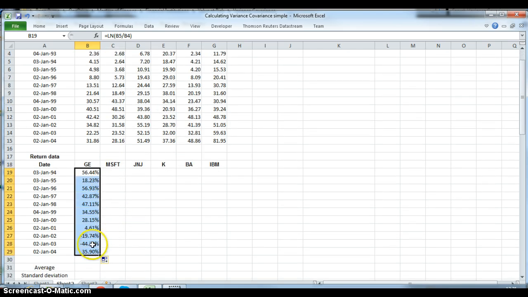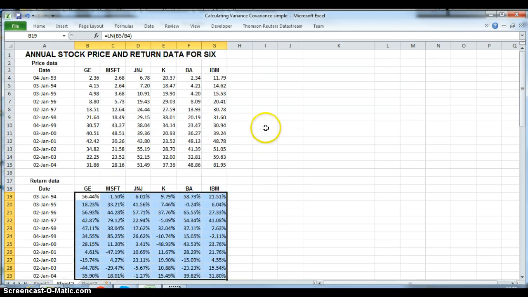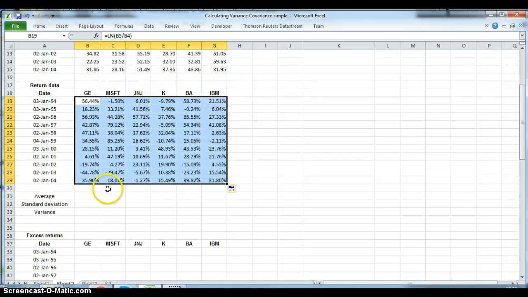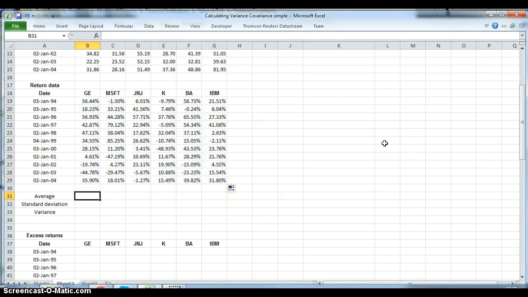This approach I took from Simon Benninga's textbook, Financial Modeling. It's a really good book, and he outlines different ways of estimating variance covariance, portfolio, option theory, and so on. Very good book. Okay, we then proceed to estimate the average return over the now 11 observations.